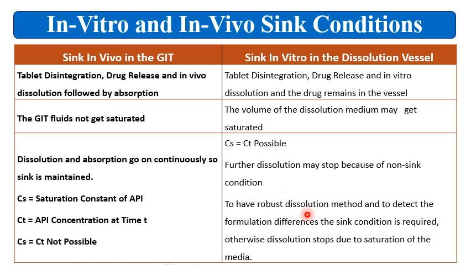To have a robust dissolution method and to detect formulation differences, the sink condition is required. Otherwise, dissolution stops due to saturation of the media. Once the media is saturated, it will not take any further amount of the API for solubilization, and that's why the dissolution will stop.